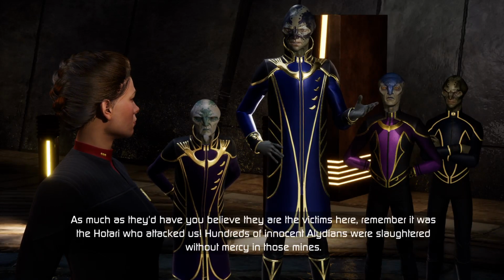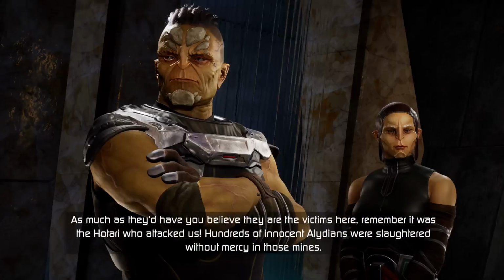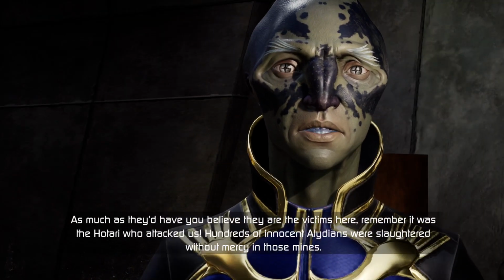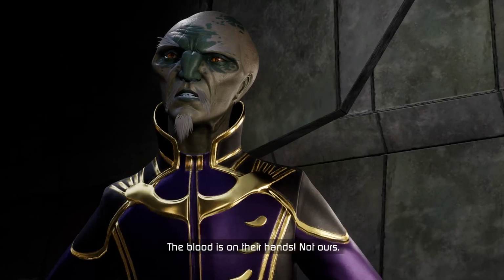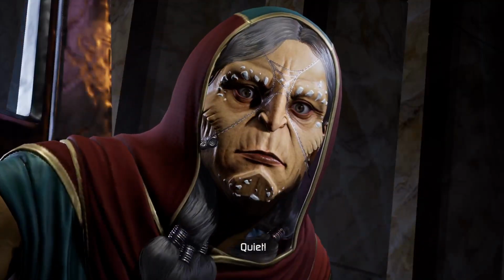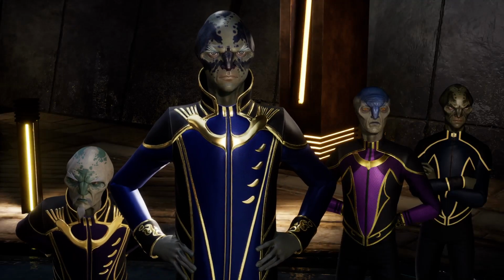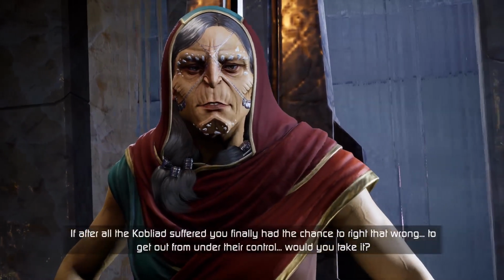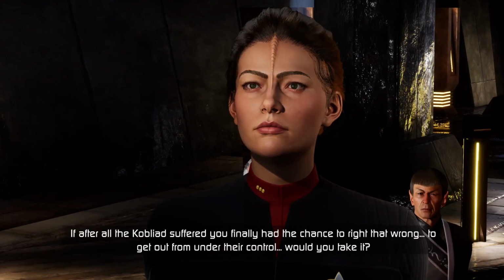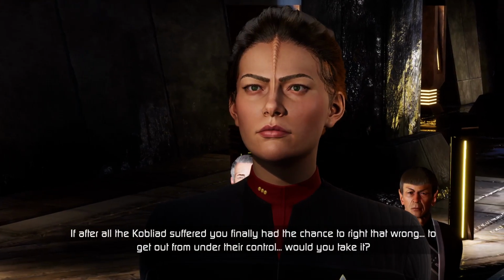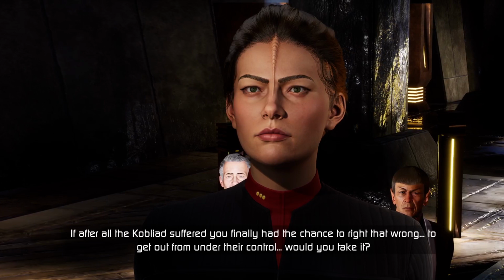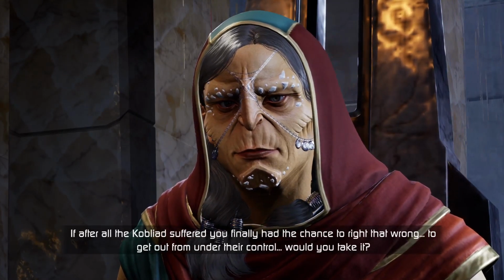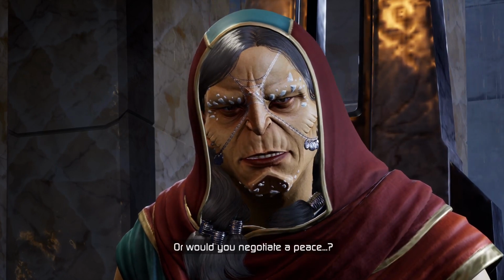As much as they'd have you believe they are the victims here, remember it was the Hotari who attacked us. Hundreds of innocent Alidians were slaughtered without mercy in those mines. The blood is on theirs, not ours. Quiet! If after all the pain you suffered, you finally had the chance to right that wrong, to get out from under their control, would you take it? Or would you negotiate peace?